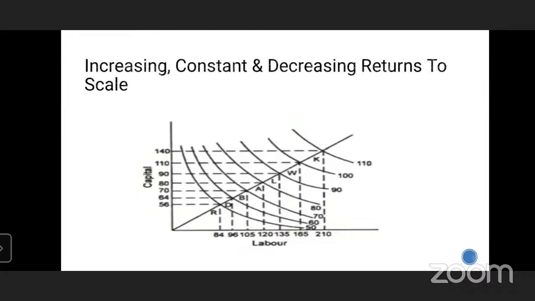So understand it in 2 ways. One is, the closer the isoquants, increasing returns to scale. If isoquants are moving away from each other, then decreasing returns to scale. Okay. And you can also see it mathematically by taking capital and labor units. Okay. That you can calculate and see again.